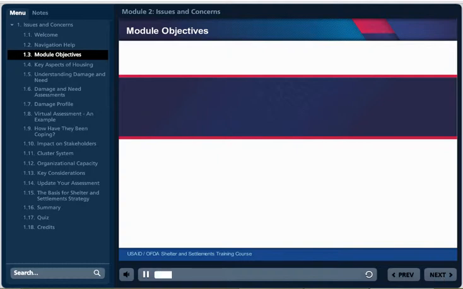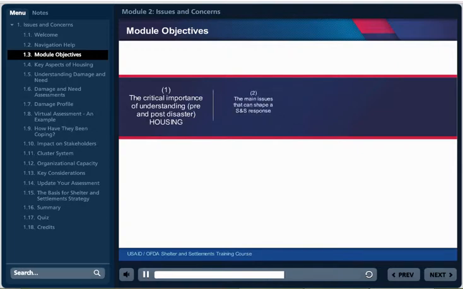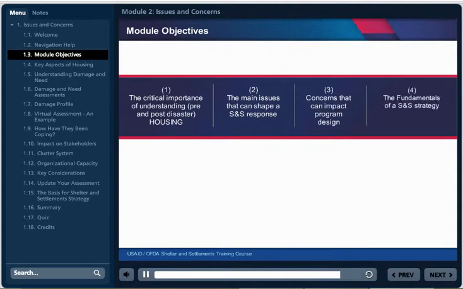This is the second of 5 training modules on humanitarian shelter and settlements assistance. This session will focus on assessment and program design issues and concerns. Key points to be discussed during this session include the critical importance of understanding housing, the main issues that can shape the shelter and settlements response, numerous concerns that can impact program design, and the fundamentals of a shelter and settlement strategy.